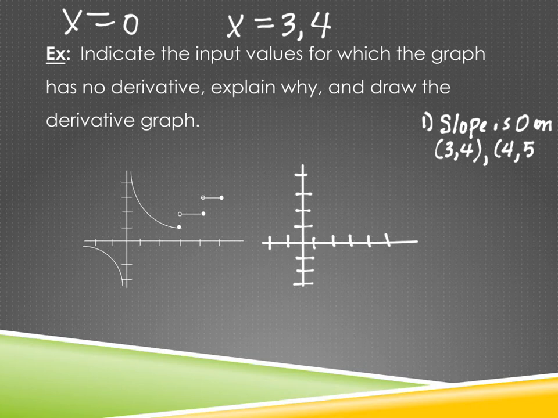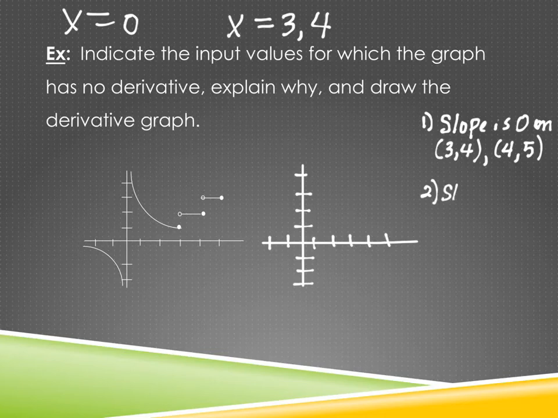Why can't I write 3 to 5? Because there's a jump at 4, right? There will be a way that I draw that, and I'll show you, but it will not be smooth and easy, nice and pretty. It won't connect. All right, that's my slope being 0.